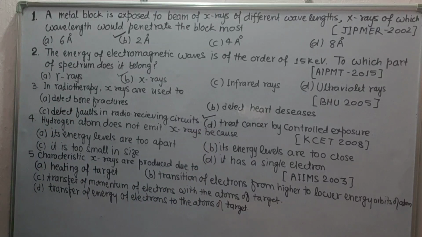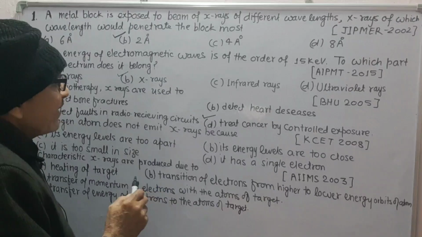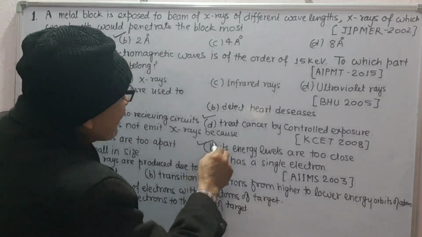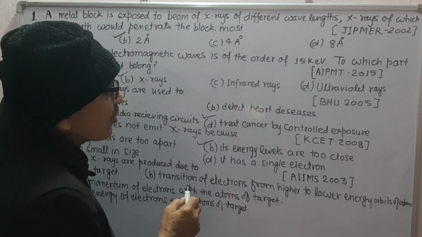Next, question number 4. Hydrogen atom does not emit X-rays because, these are the options. In the case of hydrogen atoms, the energy levels are very close to each other. Therefore, hydrogen does not emit X-rays. So, option B will be correct. Its energy levels are very close to each other.